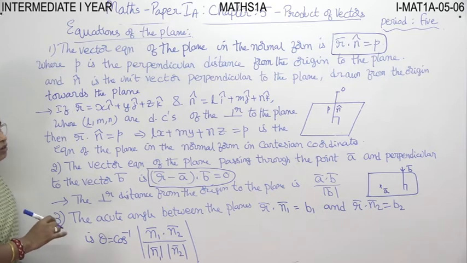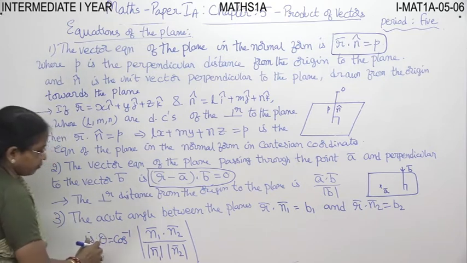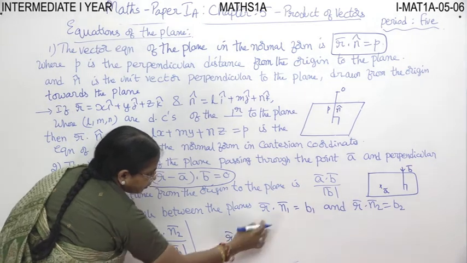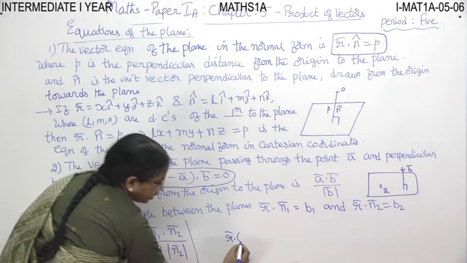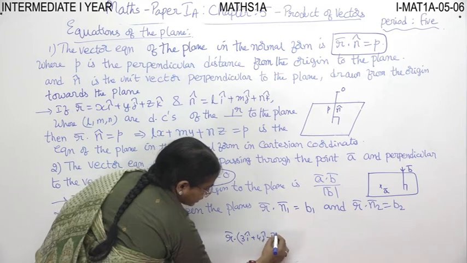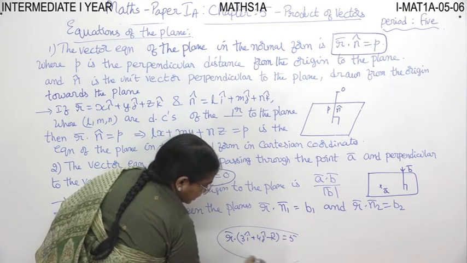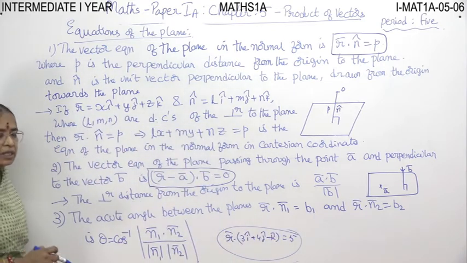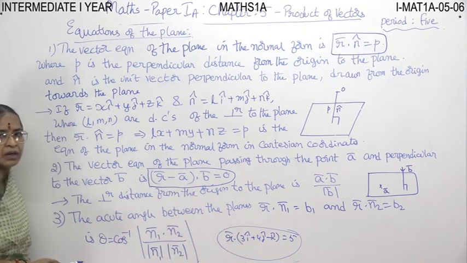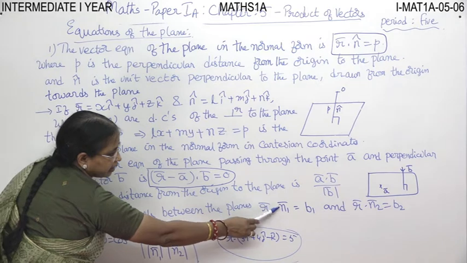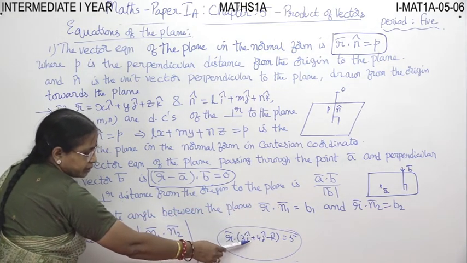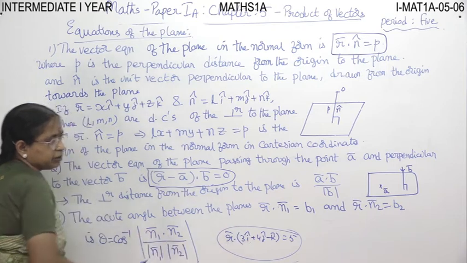Now suppose the equations of the planes are in the form r dot n1 is equal to b1. That means some r dot some 3i plus 4j minus k, something like this, is equal to 5. This is just an example. Suppose the equation of the plane is in this form, r dot some vector is equal to some number. Then this vector is your n1 and similarly, for the second plane equation, whatever you have in this place, that will be n2.